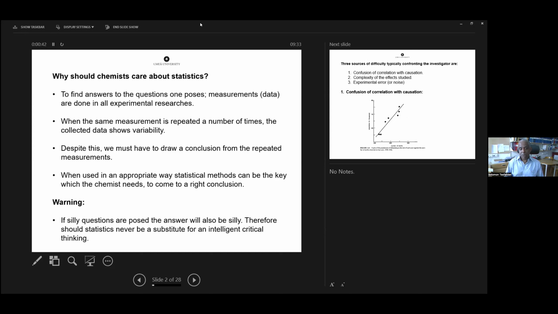And if we use a correct, appropriate statistical method, then we can come close to the true value, or to convergence. Warning here: if silly questions are posed, of course, the answer will also be silly. Therefore, statistics should never be a substitute for intelligent critical thinking.